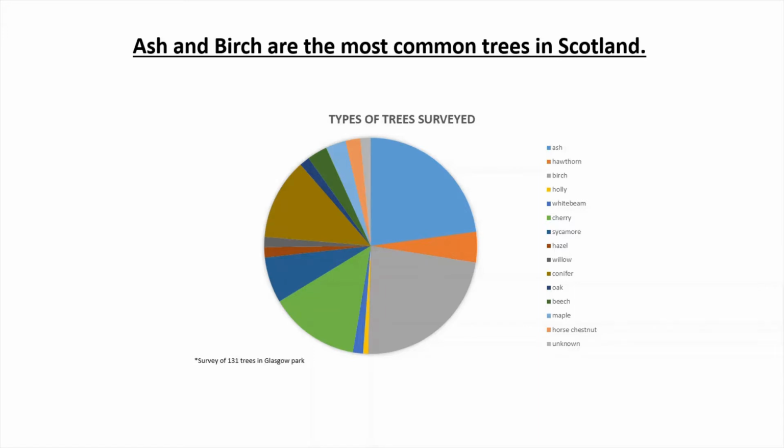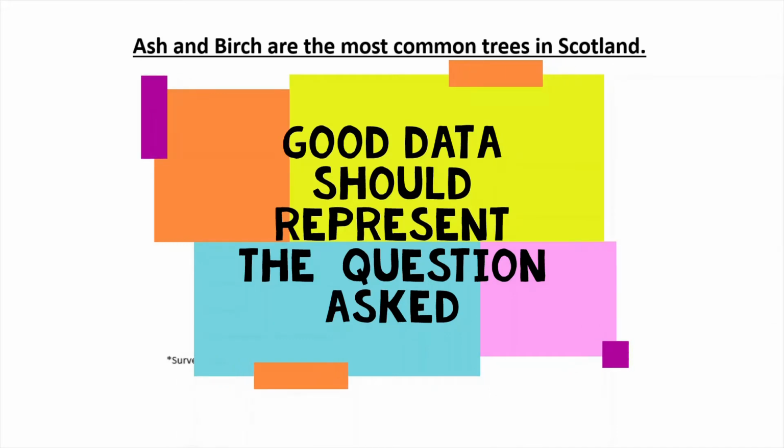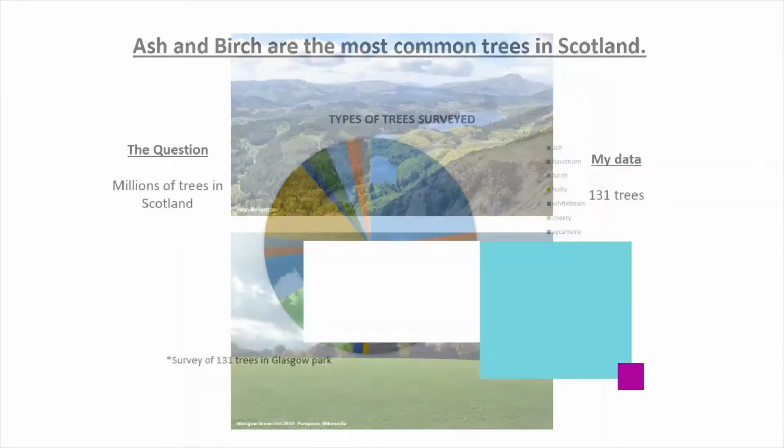You can see from the graph that ash and birch were the most common trees of those surveyed. But if we take a closer look at the small print, we can see that my survey only consisted of 131 trees in a Glasgow park. Does this allow me to actually answer the question I've posed? Is my data representative of the question I'm asking? There are a few things we can look at to clarify this.